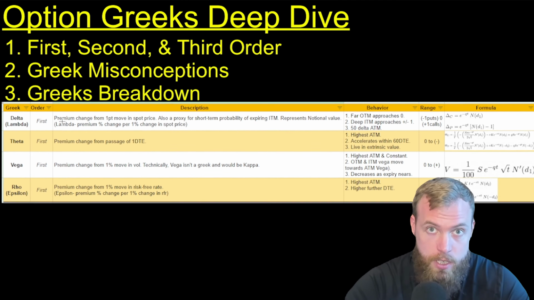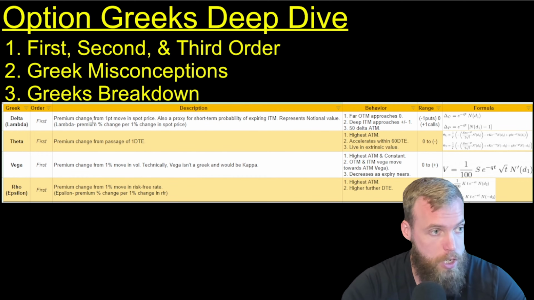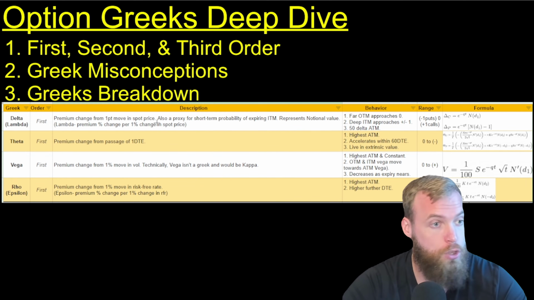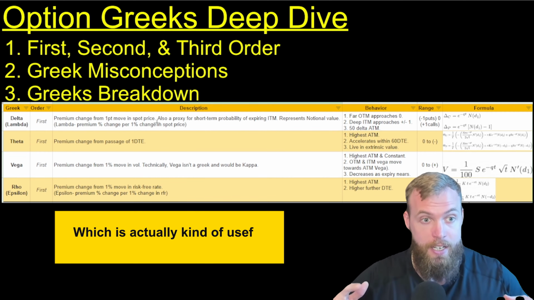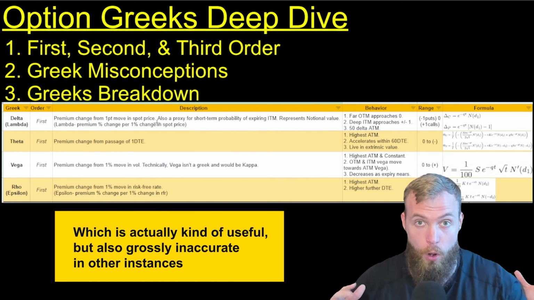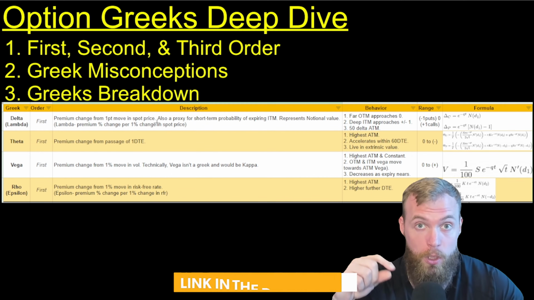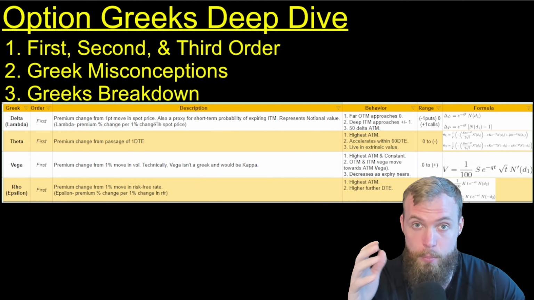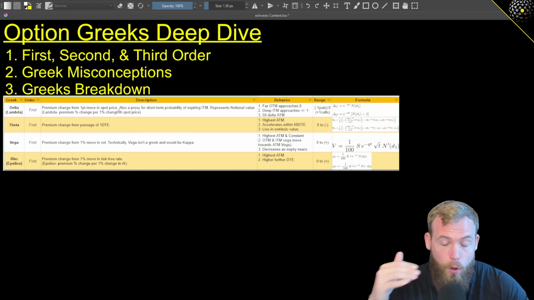So we'll start with delta. This is pretty commonly understood. That is the premium rate of change per 1 point move in the underlying price movement. It's also a proxy for probability of an option expiring in the money, which is actually kind of useful, but also grossly inaccurate in other instances. I'll throw a video in the notes below that walks through delta as an approximation of being in the money so that you can be more well versed on that. And then it also represents the notional value that you're trading.